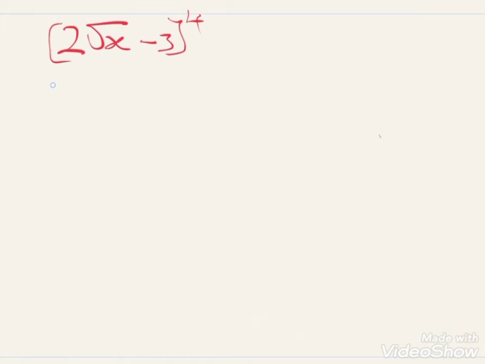Now we shall have the first coefficient of the binomial as 4 combination 0, at this point r is 0, multiplied by what? 2 square root of what? x raised to the power what?